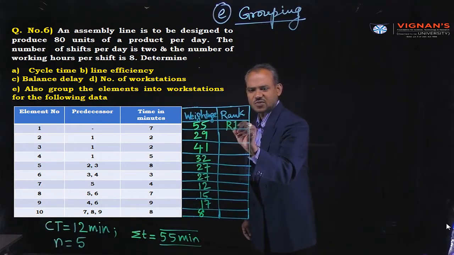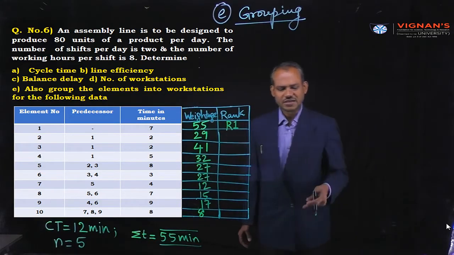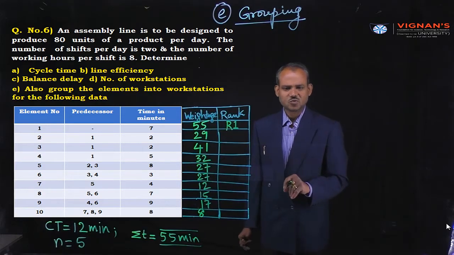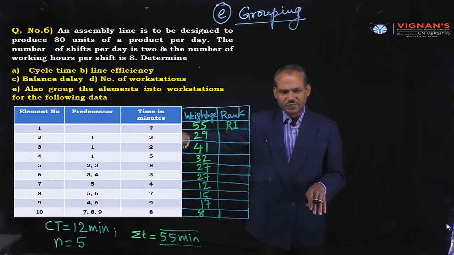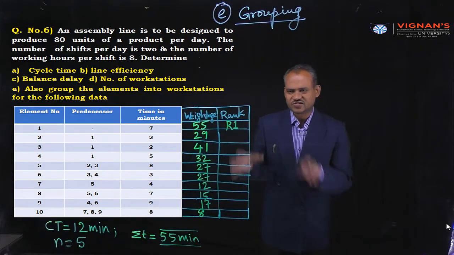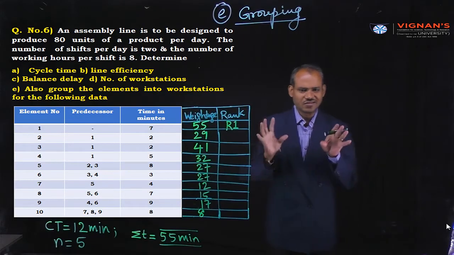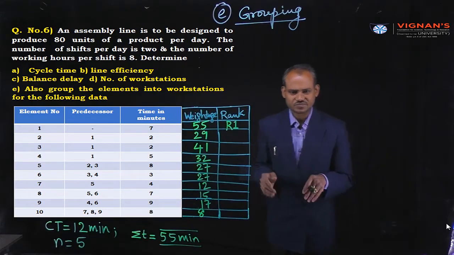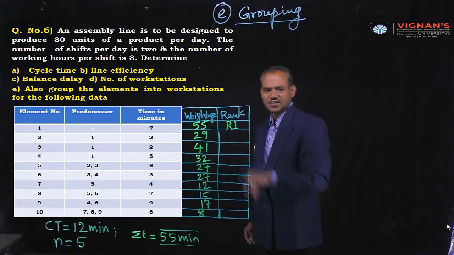Let us assume R means rank. First rank we are giving to element number 1. Don't write 1, 2, 3, 4, 5, because you may confuse element numbers with ranks. That's why it is better to use R1. R1 means rank 1. Okay. Next, what is the second rank?